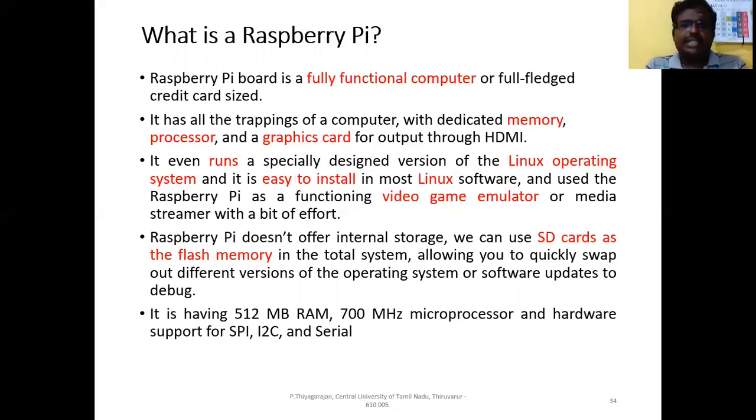This Raspberry Pi is mainly used as a video game emulator. As I said, since it has a graphics card, when you want to test the functioning of a video game, this will be used as an emulator. The Raspberry Pi doesn't offer much internal storage, but you can always use a memory card, which allows you to store a reasonable amount of program size. Generally, Raspberry Pi has 512 MB RAM and a 700 megahertz microprocessor, and the hardware supports SPI, I2C, and serial.